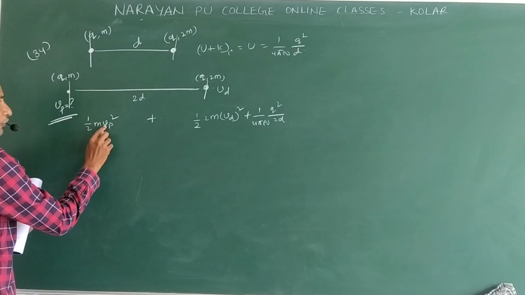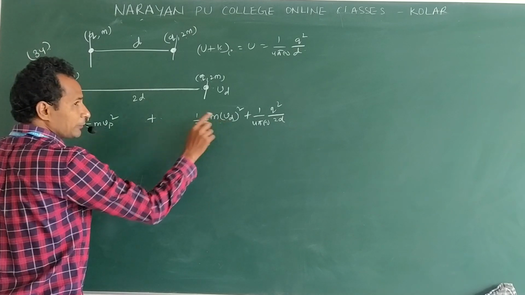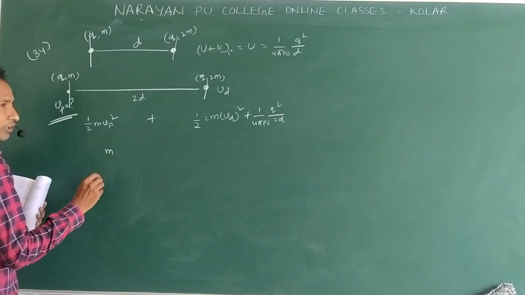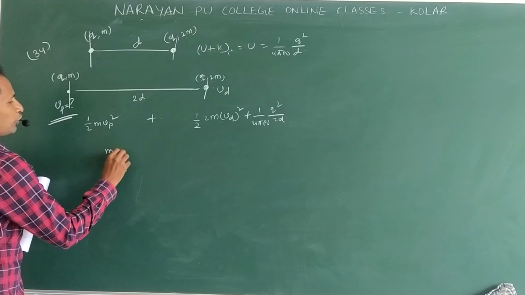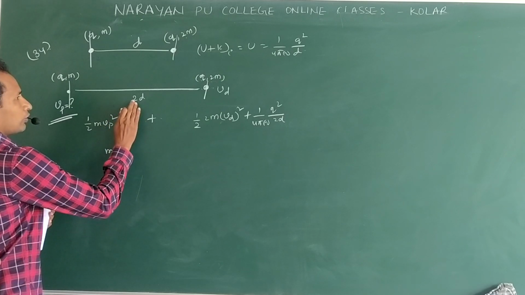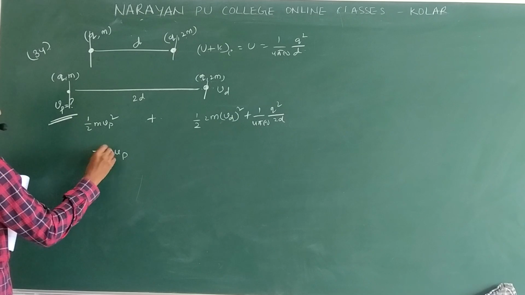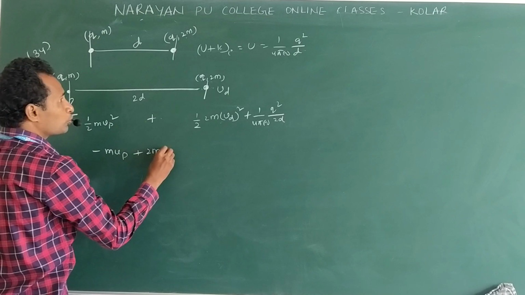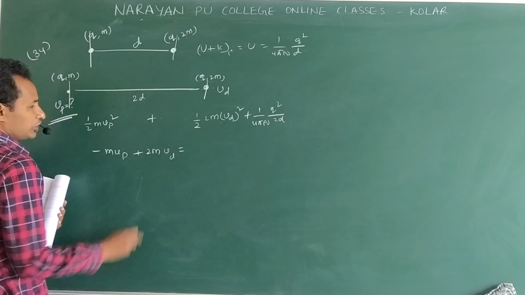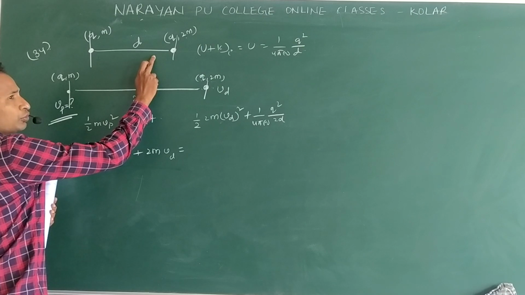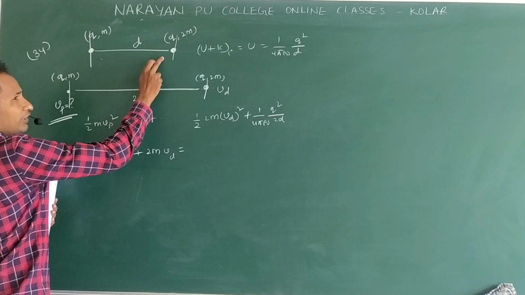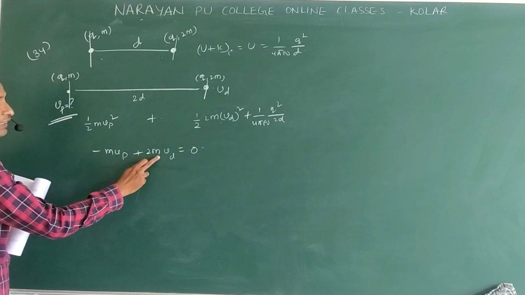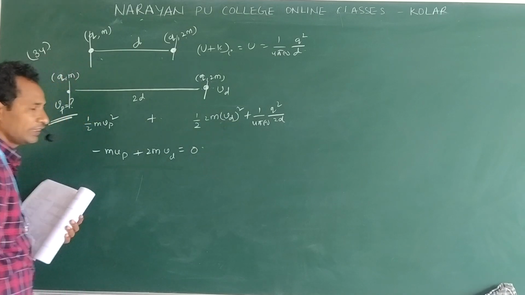But we have Vp and Vd in this, and we need to eliminate Vd. Then how do we eliminate Vd? Using conservation of linear momentum. m into Vp, this is going back so you take it negative, this is going positive, plus 2m into Vd is equal to the final momentum. Equate it to the initial momentum. Initially they were at rest, so linear momentum is equal to 0. From this expression you will get Vd, substitute that Vd here, then you will get the answer.